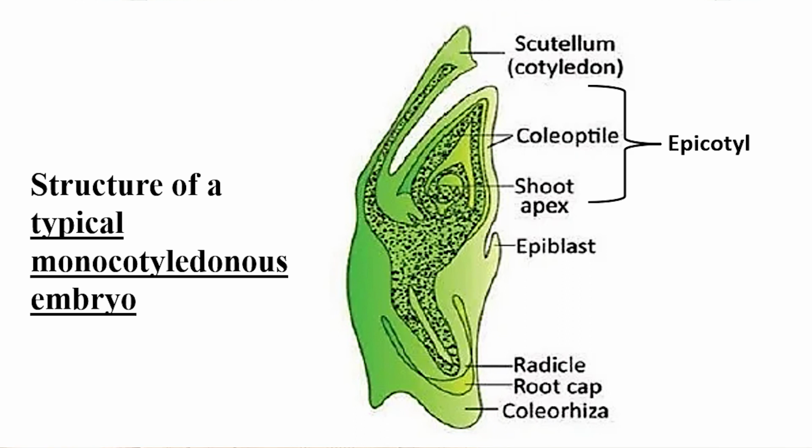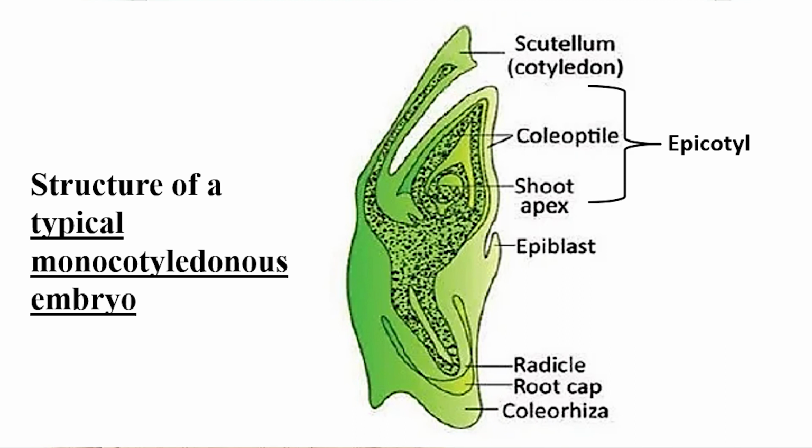Towards its lower end, the embryonal axis has a radicle. The lower end of the embryonal axis becomes the radicle or the root tip, and it has a root cap. The radicle and the root cap are enclosed in an undifferentiated sheath, and that is known as the coleorhiza.